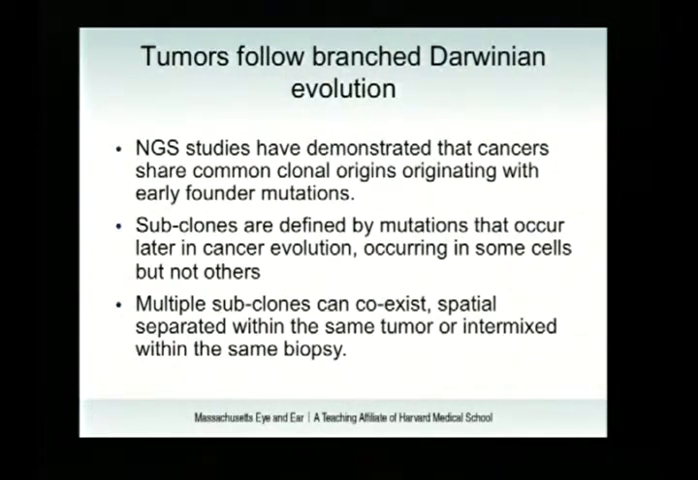And that subclones are defined as mutations that occur later in cancer evolution, occurring in some cells, not others, and multiple subclones can coexist within the same tumor or intermix within the same biopsy. We'll talk about that a little bit.